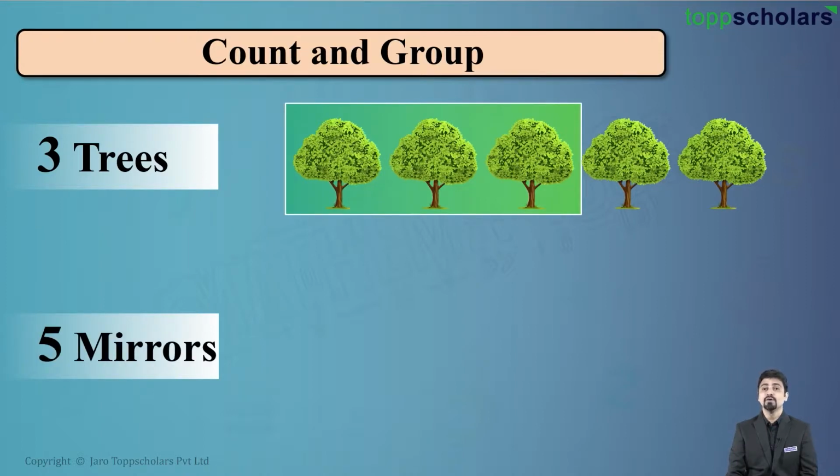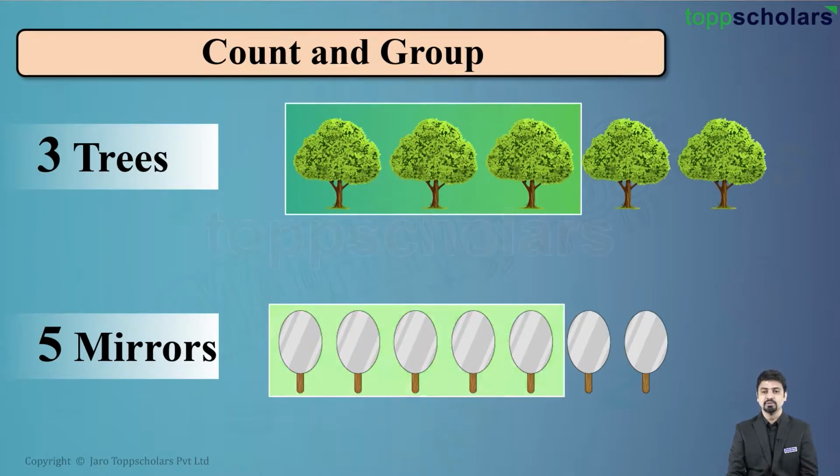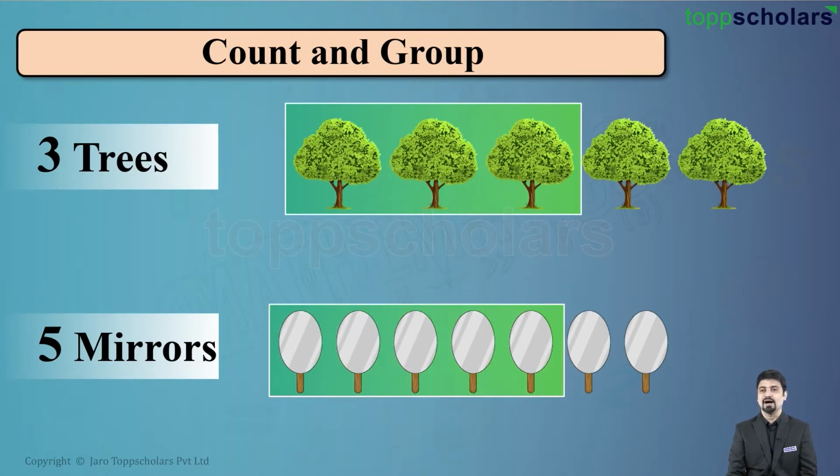This time, we will be grouping mirrors. So, we have a few mirrors over here. Let us group 5 of them. So, 1, 2, 3, 4 and 5. Yes, we have grouped together 5 mirrors.